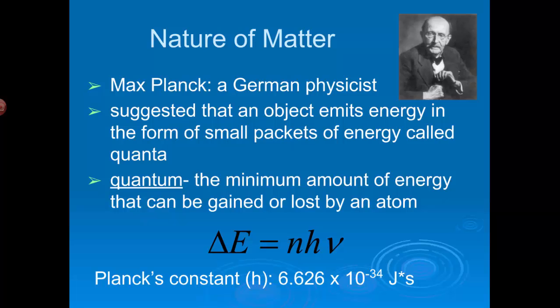Planck's constant is the h in this equation, and mathematically it was determined to be 6.626 times 10 to the negative 34th joules times seconds. The units are going to be useful in canceling out, for example, hertz, which is 1 over seconds.